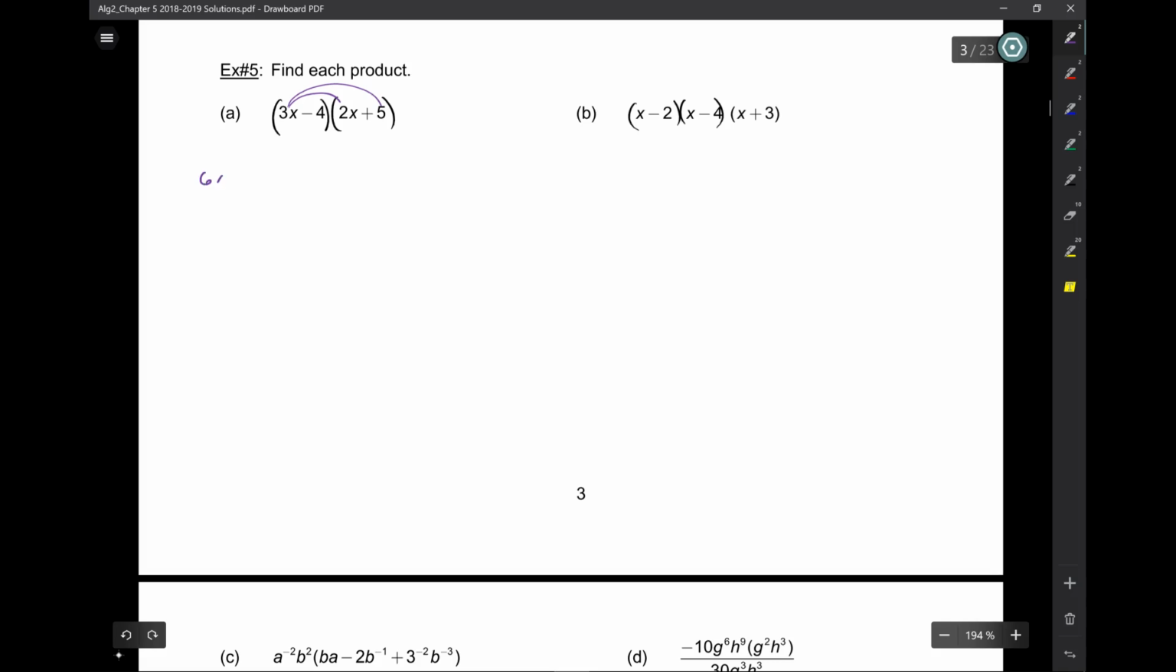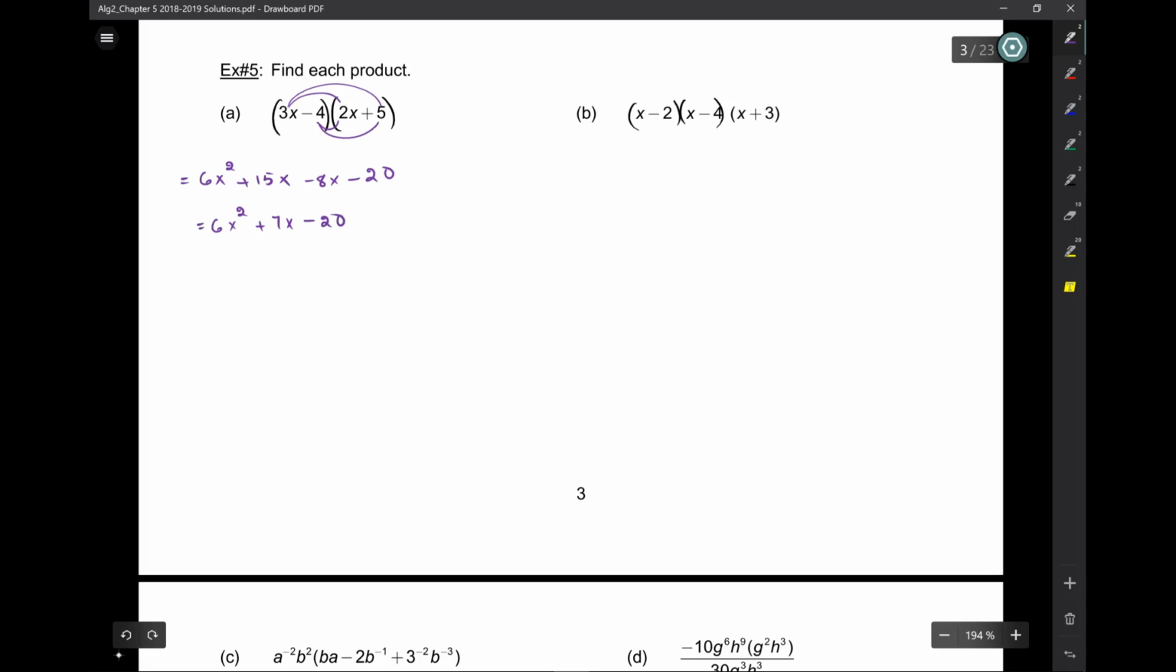So 6x squared plus 15x minus 8x minus 20. So that's 6x squared plus 7x minus 20.